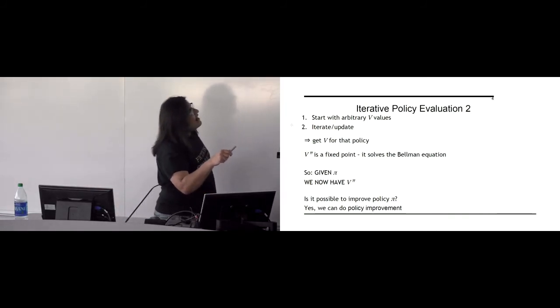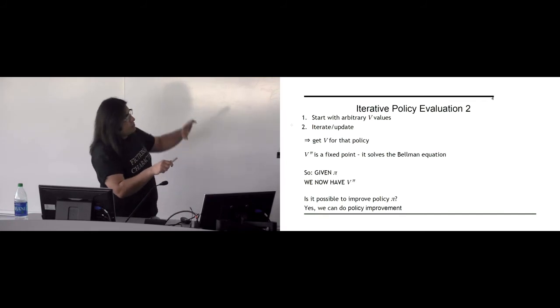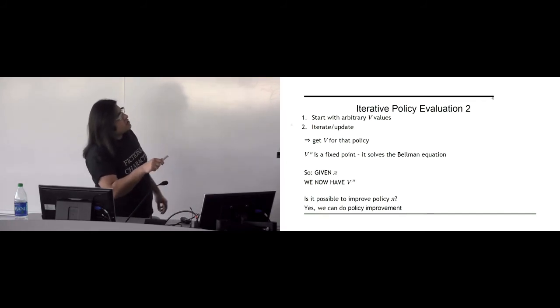So, start with arbitrary v values. Let's go through this algorithm here. Let's start with some random v values. Iterate and update until you get v for a certain policy, and then v pi is a fixed point. It solves the Bellman equation. So again, given a certain policy, we now have an evaluation of that policy, how good that policy is.